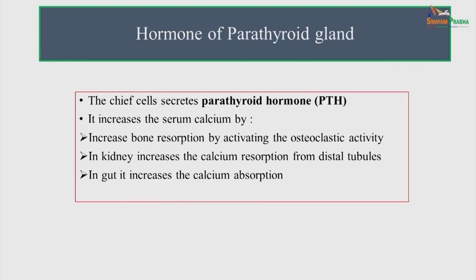Coming to the hormones of the parathyroid gland, the chief cell secretes parathyroid hormone. It increases the serum calcium level by increasing bone resorption, by activating the osteoclastic activity in the bone cells. In the kidneys, it increases calcium resorption from the distal tubules, and in the gut, it increases calcium absorption.